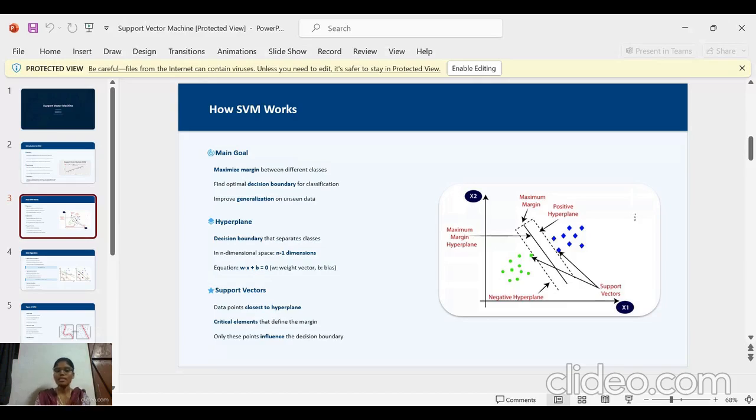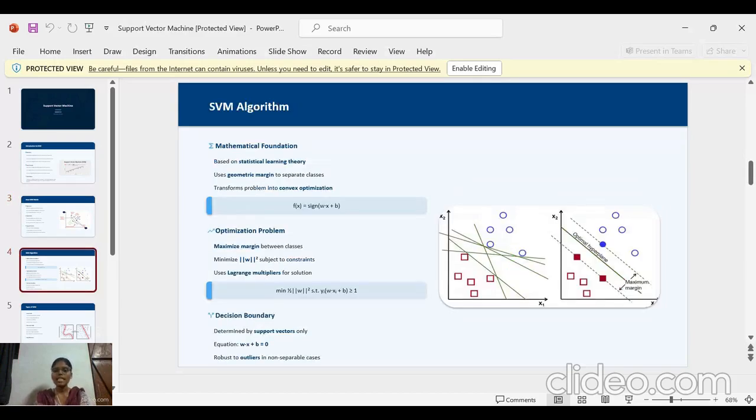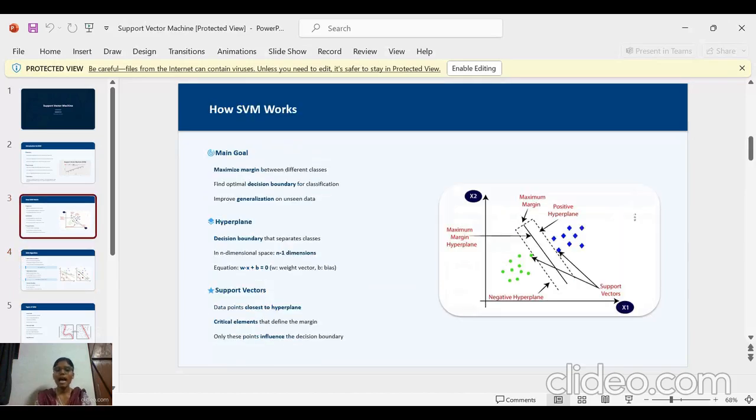Next, margin. Margin is the distance between the hyperplane and the closest data points from each class. SVM always tries to choose the hyperplane with the largest margin because a larger margin means better generalization. Better generalization, better performance on unseen data.